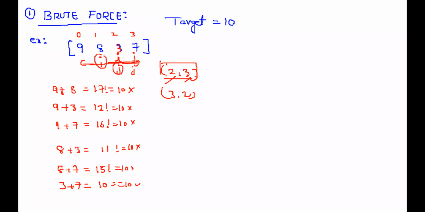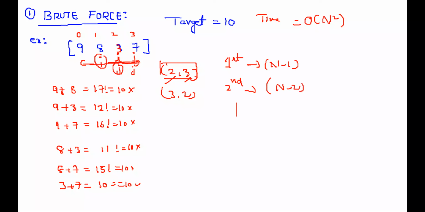So if you follow the brute force method, then what is the time complexity? The time complexity will be order of n square, where n is the number of elements. Why? Because for the first time, how many comparisons are we doing? N minus 1 comparisons. For the second time, how many comparisons? N minus 2 comparisons. And so on. For the second last element, how many comparisons are we doing? 1.